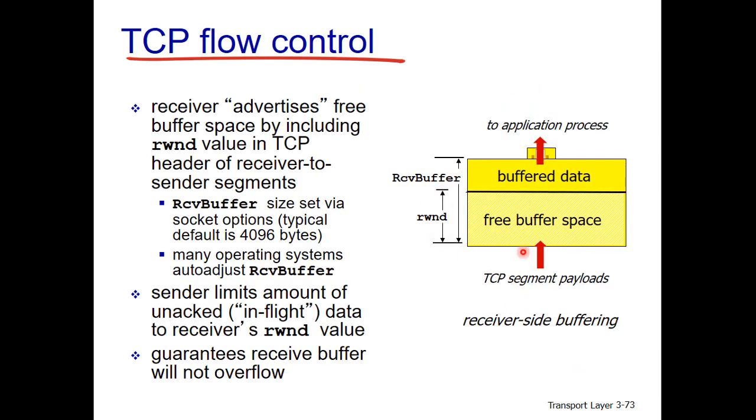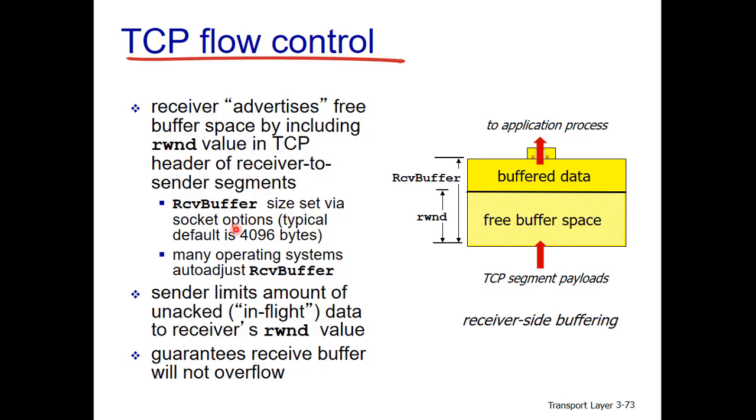So this is the total buffer space, this is the data which is already stored in the buffer space, and this is the space which is still available. The receiver is telling the sender that you can send data to me, but that data should not be greater than this window size, the free buffer space. The receiver advertises the free buffer space by including the receiver window size value in the TCP header of the segments it sends to the sender.